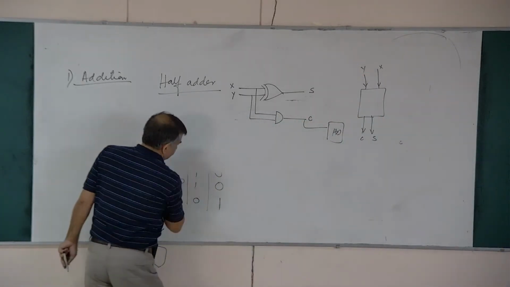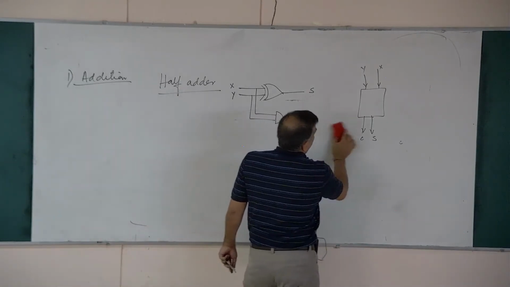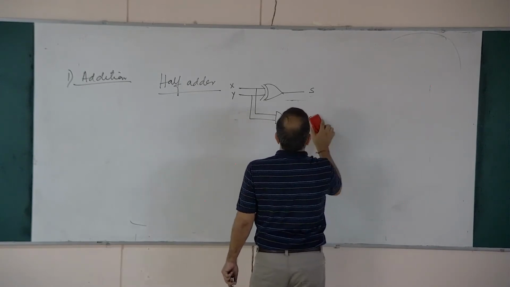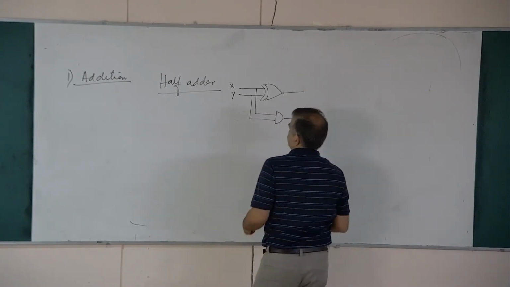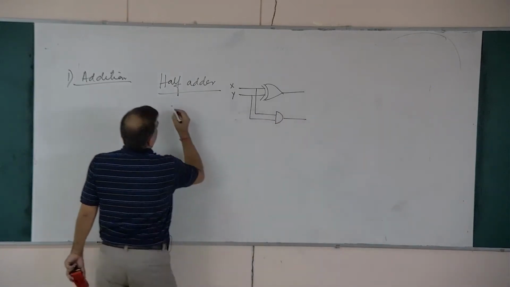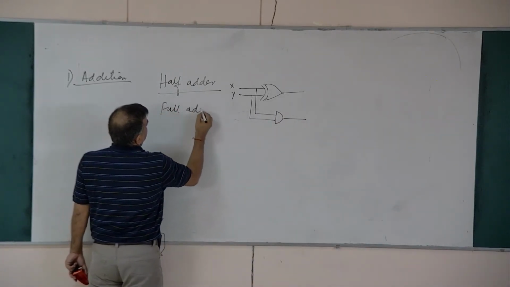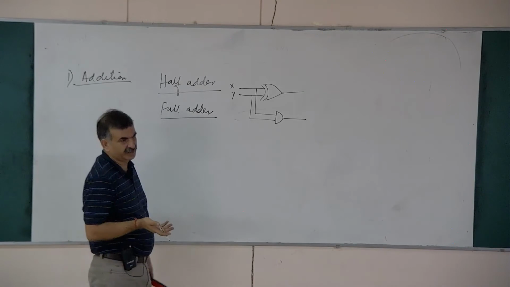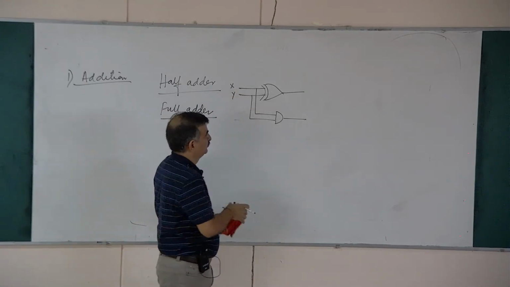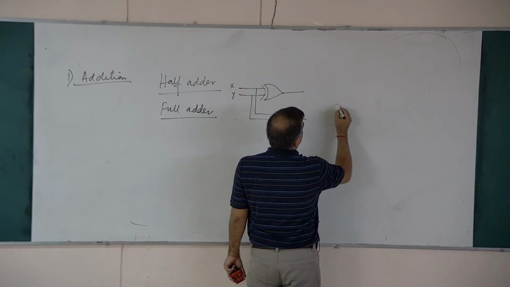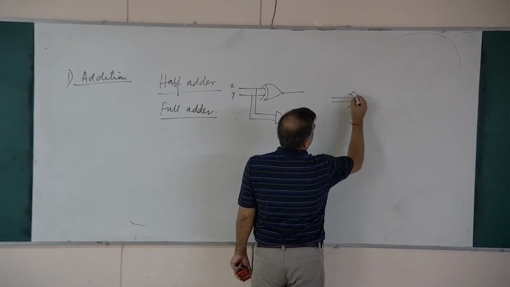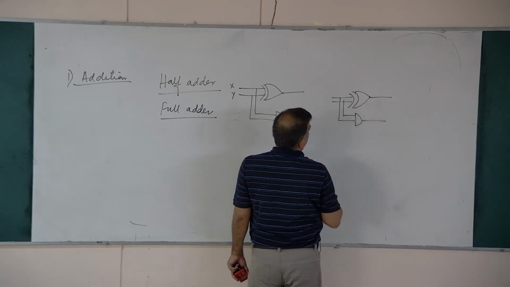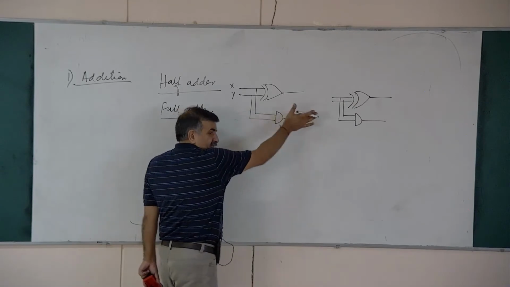Now, when I extend the functionality of this, when I connect some other circuitry to this, I am extending the functionality of this circuit. Let us talk about the full adder. What is a full adder? When two half adders are combined, it becomes a full adder. So I have one half adder here, and I have one more half adder here. When I combine these two half adders, it becomes a full adder.